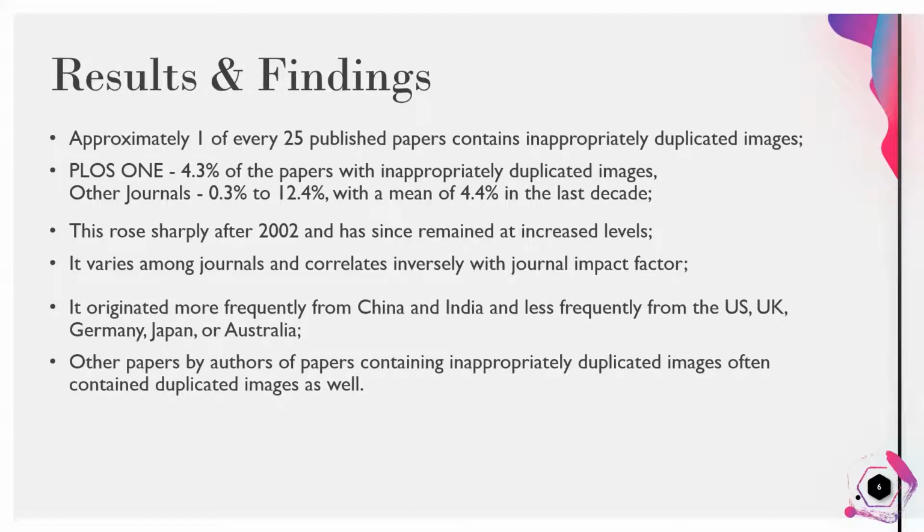Okay, so the next is it originated more frequently from China and India. In this particular study, only papers from PLOS 1 were taken into account. It is suggested that scientific ethics reform should pay more attention here. Other papers by authors of papers containing inappropriate duplicated images often contain duplicated images as well. So, at least in 40% instances in which a problematic paper was found, the author repeated that particular type of mistake or duplicacy in other papers as well.